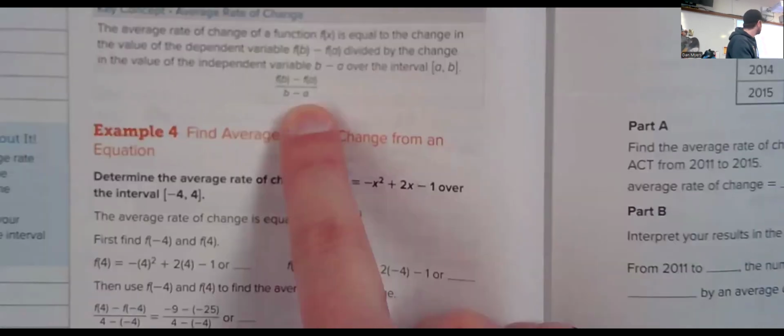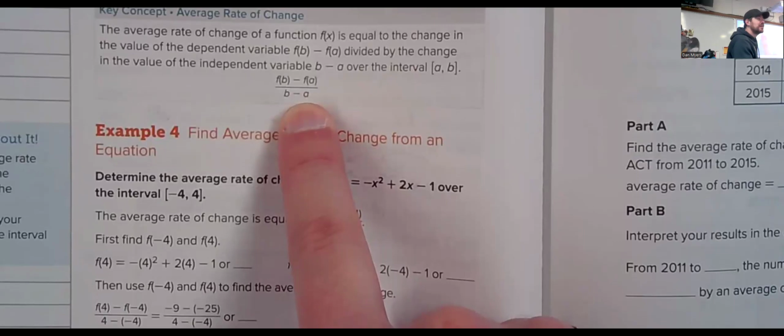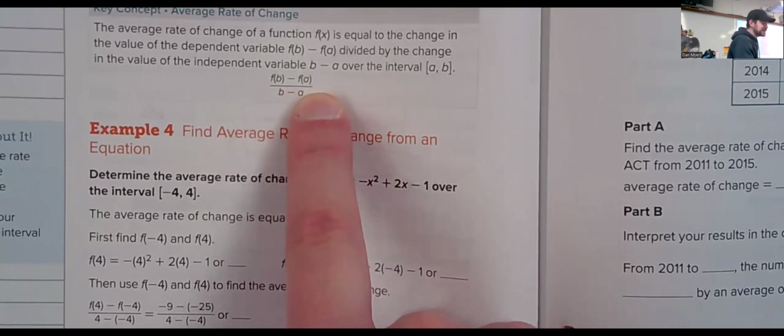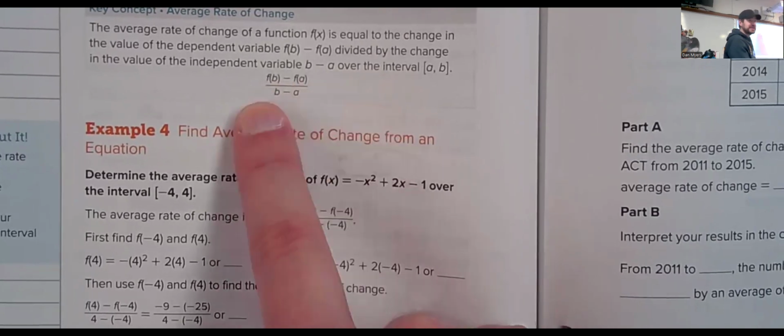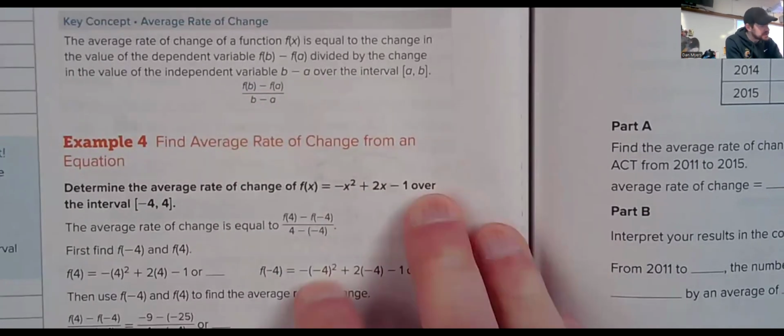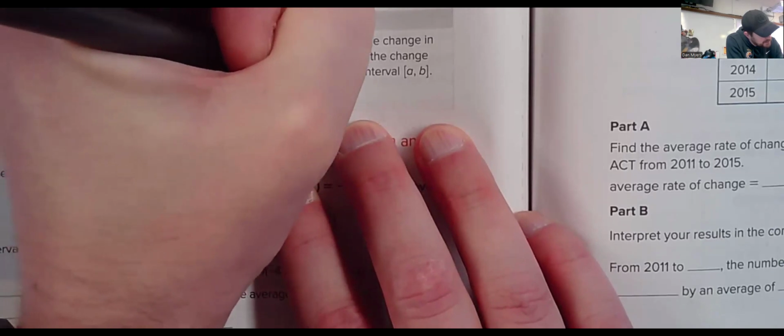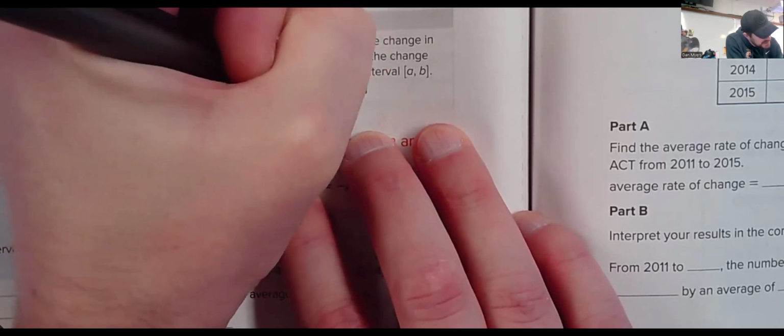What does that look like? That looks like the slope formula. That's because it's the slope formula. That is literally the slope formula written as f of b minus f of a. So y2 minus y1 over x2 minus x1. So this is the slope formula, or y2 minus y1 over x2 minus x1.